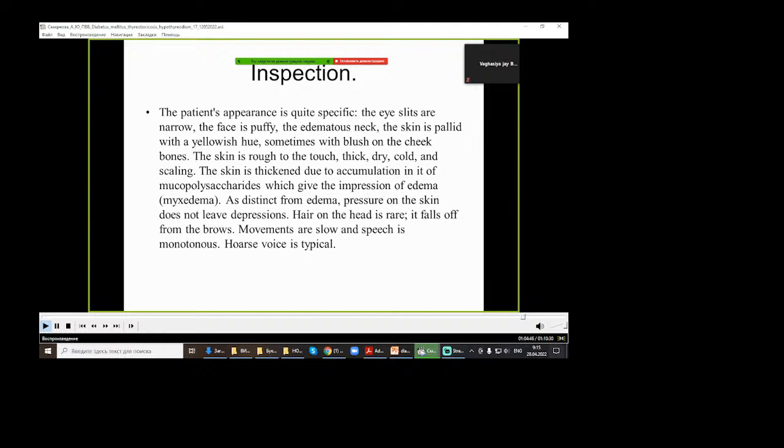which give the impression of edema. This edema has a special name, myxedema, as distinct from edema, for example, in case of cardiovascular diseases. Pressure on the skin does not leave depressions. This is a very important idea. Hair on the head is rare. It falls off from the brows. Movements are slow and speech is monotonous, and a hoarse voice is typical.